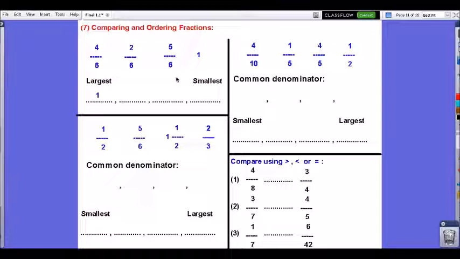Okay. Then, what is the one that is after it? Of course, the 5/6 is greater than both of them. And here, of course, 4/6 is greater than 2/6. And the last one, 2/6, is the smallest.